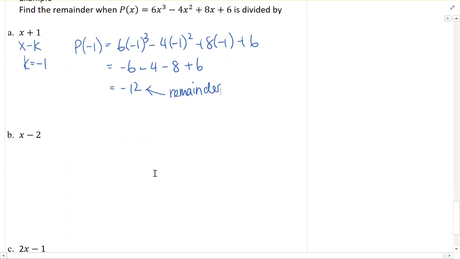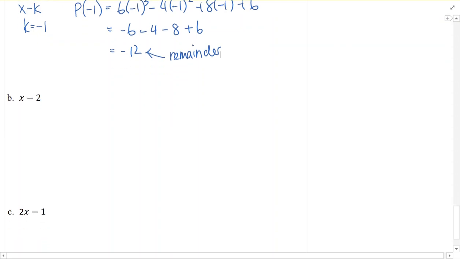All right, I'm going to save the next two for you, but I will get you started with this next one. Again, remember, if you think of this as x minus k, that means k must equal 2 in this case, so you can figure out what the remainder may be.